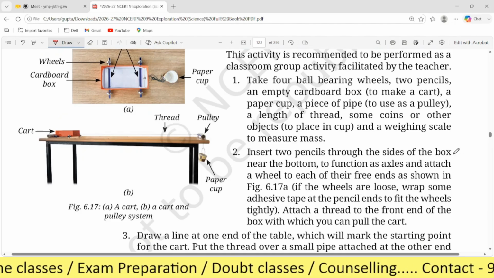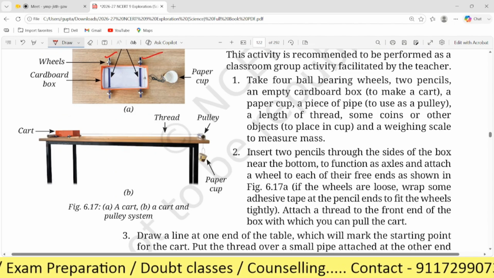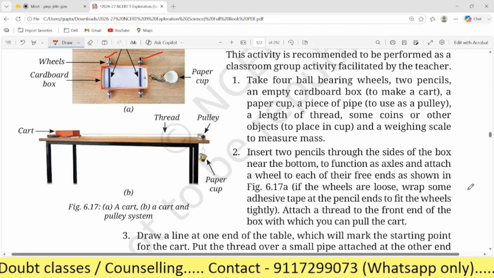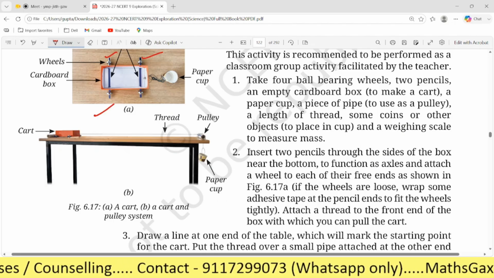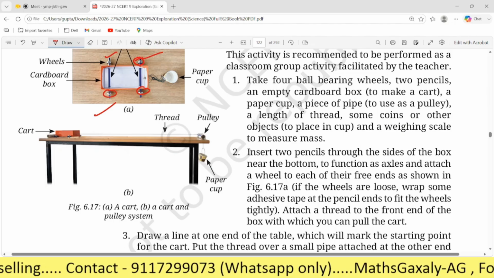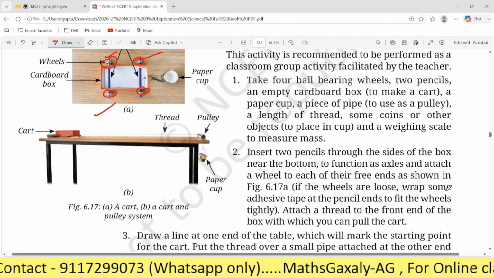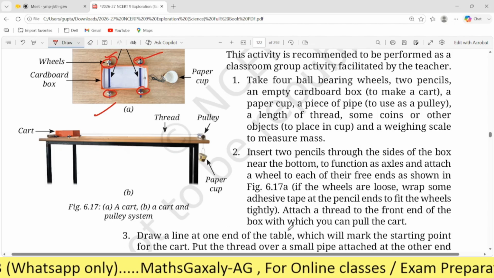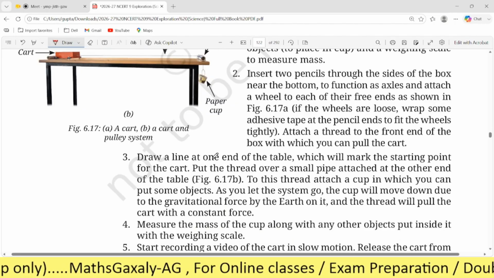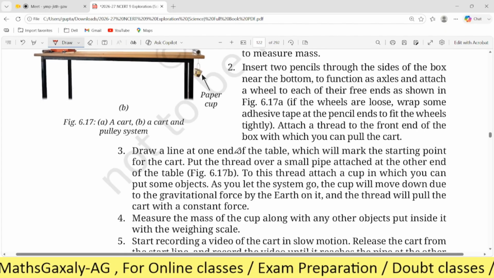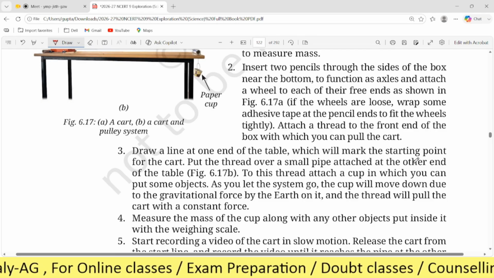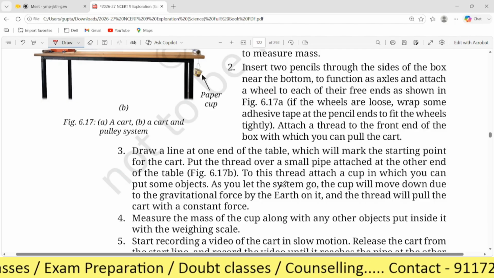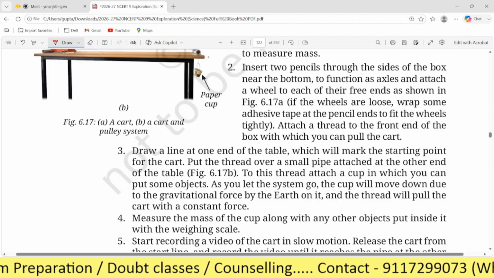Insert the two pencils through the slits of the box near the bottom to fix them as axles, and attach a wheel to each of their free ends as shown in figure 6.17a. As you can see here, the four wheels are attached. Now, if the wheels are loose, wrap some adhesive tape at the pencil end to fit the wheel tightly. Attach a thread to the front end of the box with which you can pull the cart. Now draw a line at one end of the table which will mark the starting point for the cart. Pass the thread over a small pipe attached at the other end of the table, figure 6.17b. To this thread, attach a cup in which you can put some objects. As you let the system go, the cup will move down, right? As you can see here.